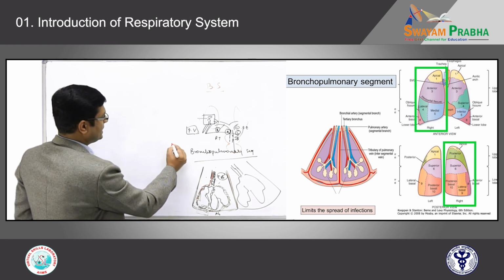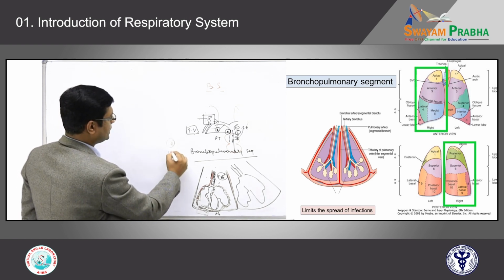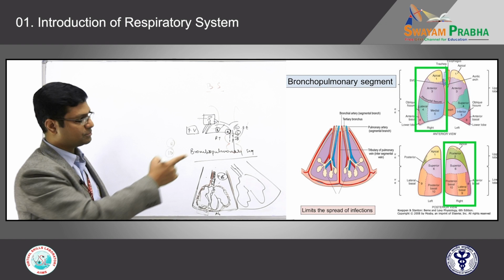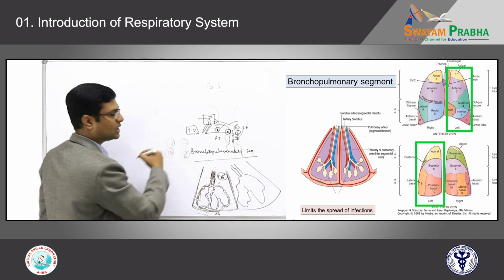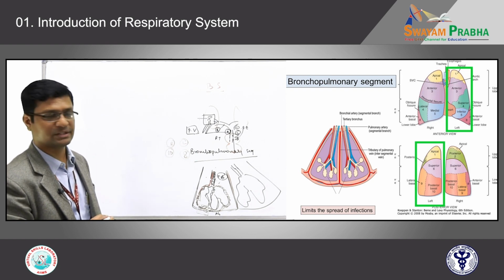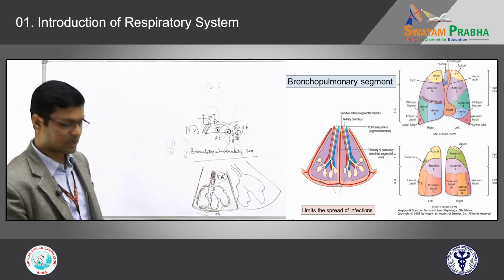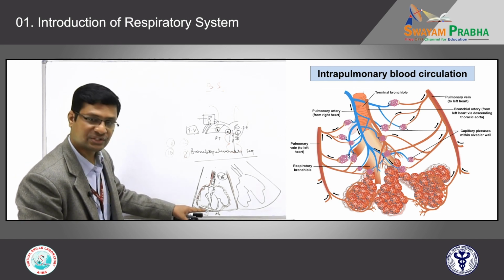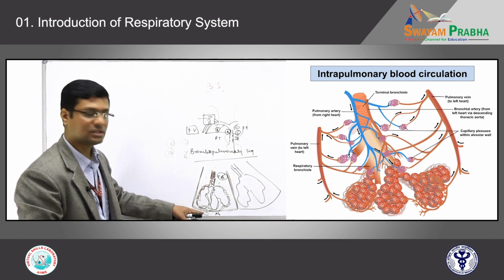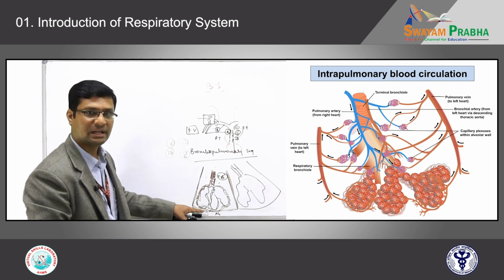Roughly, the right lung will have around 10 bronchopulmonary segments, that is being shown there, and the left lung approximately has about 8 to 9 bronchopulmonary segments. Okay. All of you can read in anatomy, right. Let us see what exactly happens here at the alveolar unit. What is the pattern of blood supply at this level?